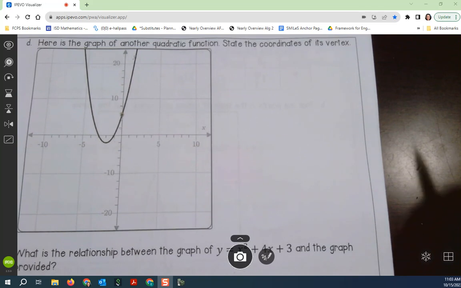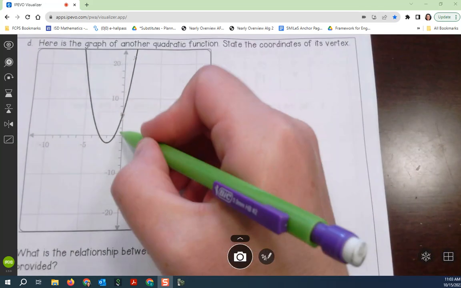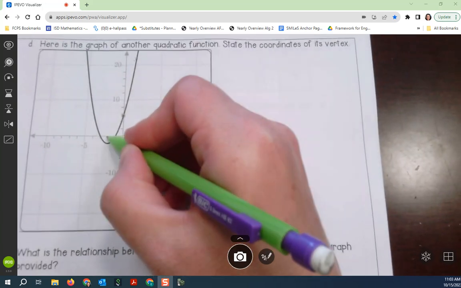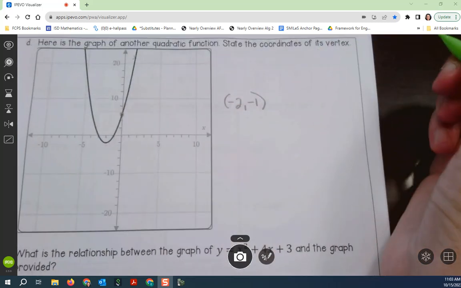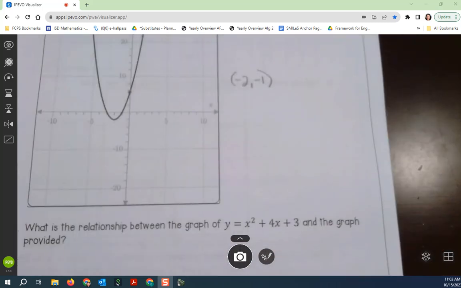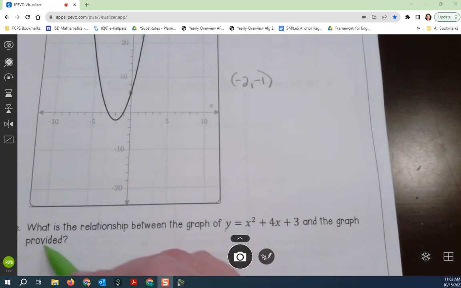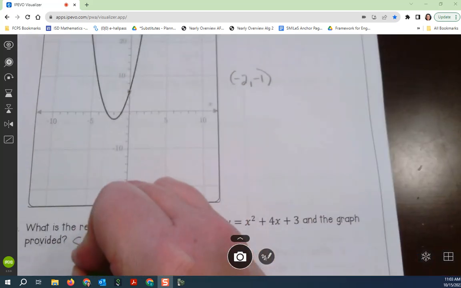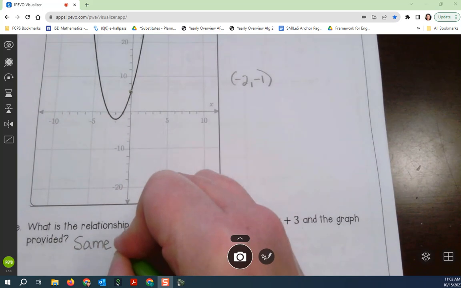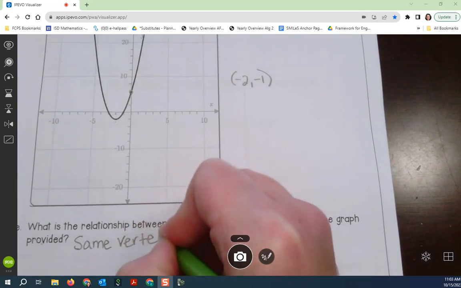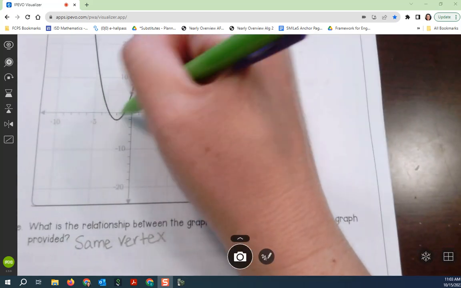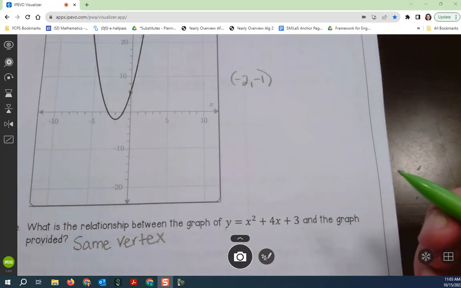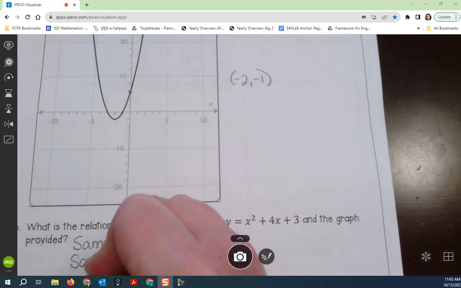Okay, so here's the graph of another quadratic function. State the coordinates of its vertex so we can look. And then the vertex is at negative 2, negative 1. And then it asks us, what is the relationship between the last one that we were looking at and the graph provided? Well, if you remember, the last one also had a vertex at negative 2, negative 1. So they had the same vertex. And they have the same concavity. They're both concave up because the x squared term is positive. So same concavity.